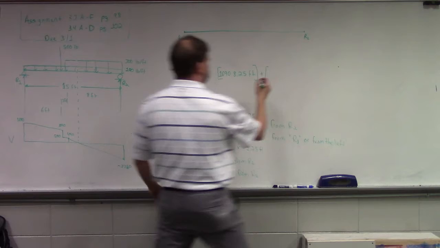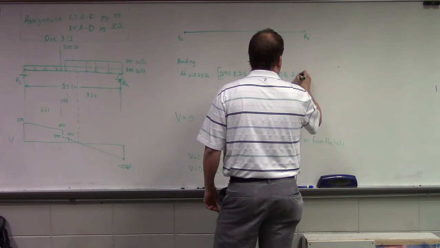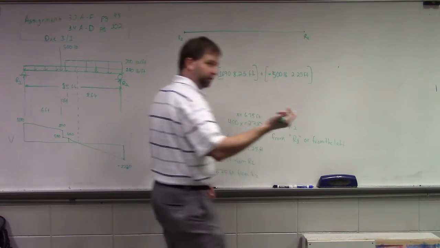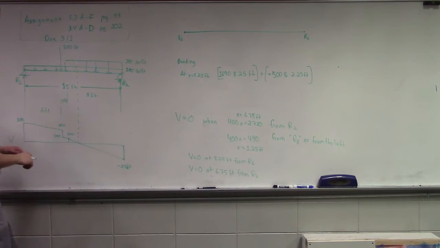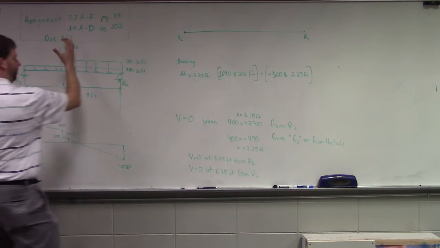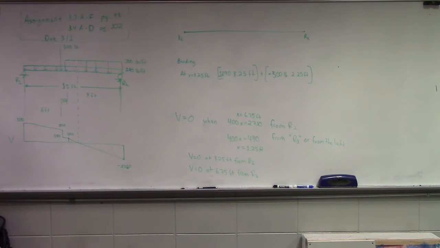Okay, so we want our 500-pound force, negative, to be multiplied by 2.25 feet. And John says that it's negative because it's causing counterclockwise rotation, right? If we grab onto this point, the 500-pound point load wants to rotate this direction. Okay? Very good. What else do we need to take into account?